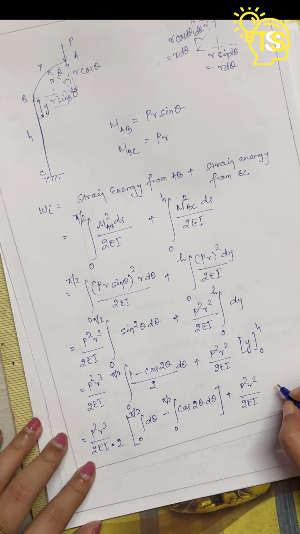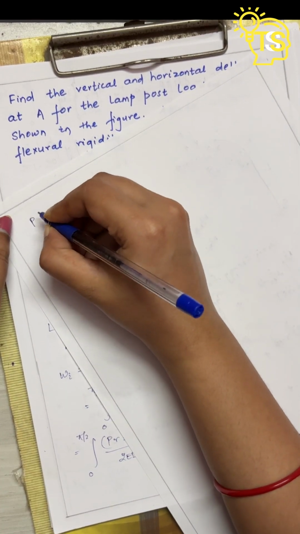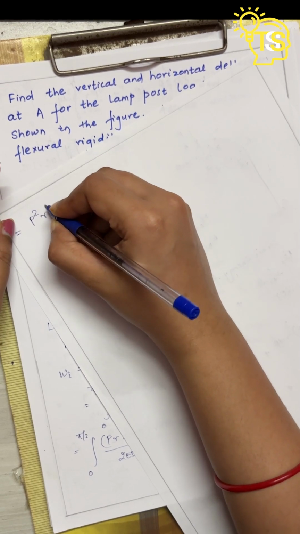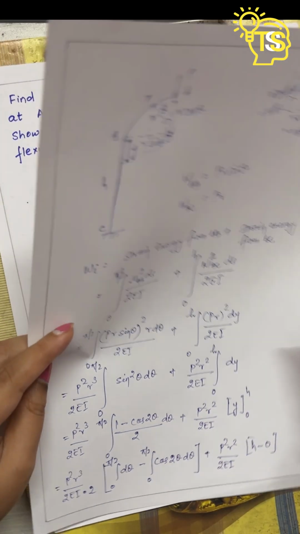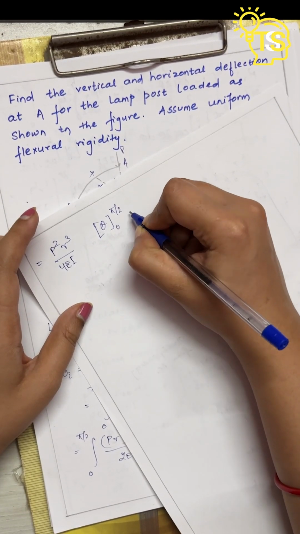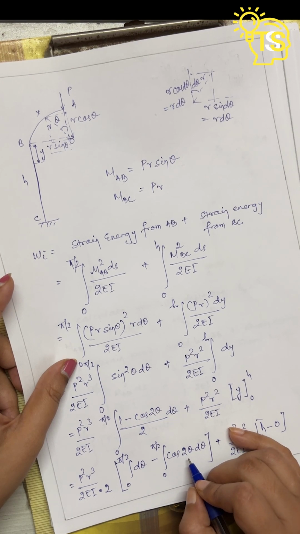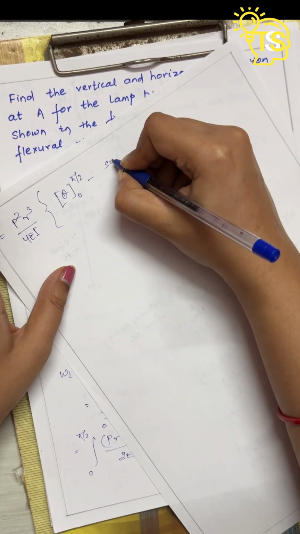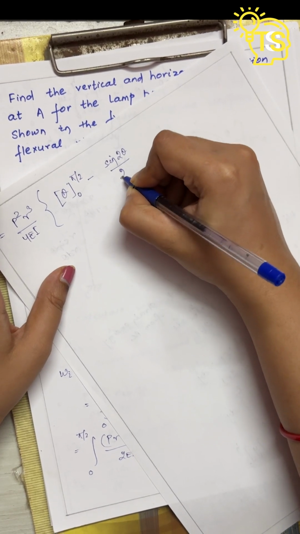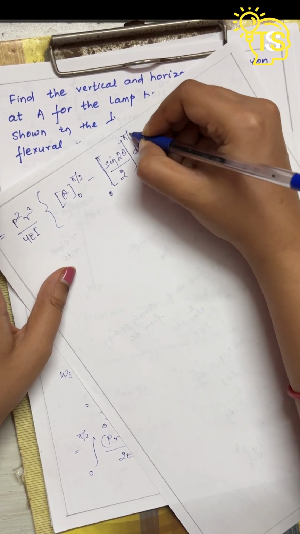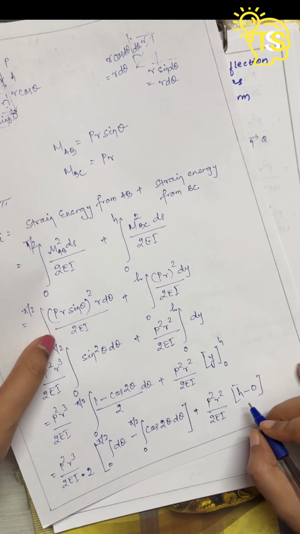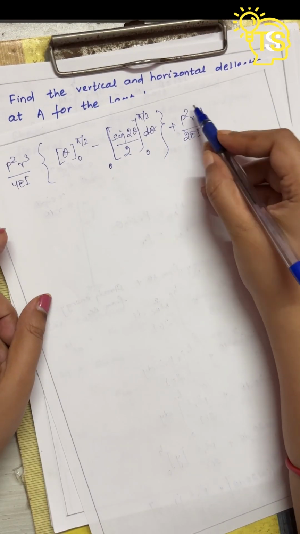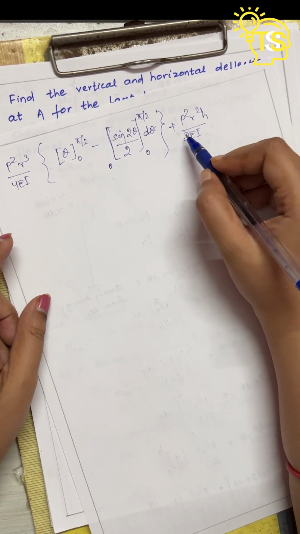Here, in place of y, we can write h minus 0. Now we will get the value as p square r cube upon 4EI. Here, the integration of d theta will be theta, limit from 0 to pi by 2. Now, the integration of cos 2 theta will be sin 2 theta by 2, limit from 0 to pi by 2, plus p square r square upon 2EI. Here h minus 0 will be h. Now the value here will be p square r square h upon 2EI.